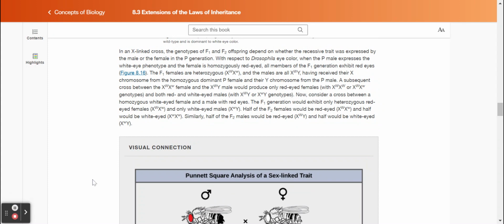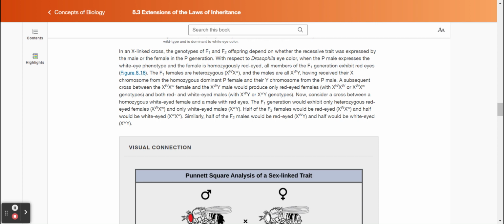In an X-linked cross, the genotypes of F1 and F2 offspring depend on whether the recessive trait was expressed by the male or the female in the P generation. With respect to Drosophila eye color, when the P male expresses the white eye phenotype and the female is homozygously red-eyed, all members of the F1 generation exhibit red eyes.